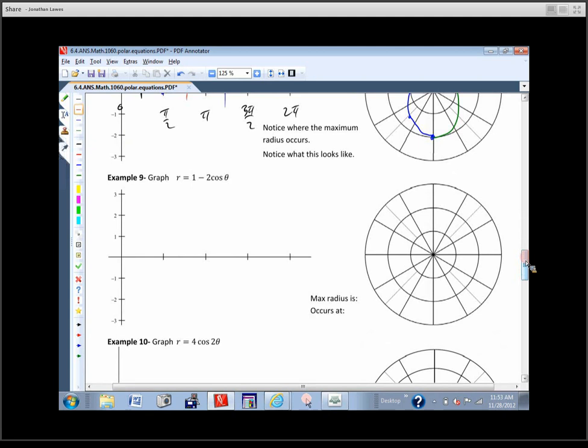What did the 1 do to the graph? Moved it up. What does the minus 2 do? 2 things. It's a vertical flip, right? Okay, and it changes the amplitude. What about the period? Doesn't change the period at all.